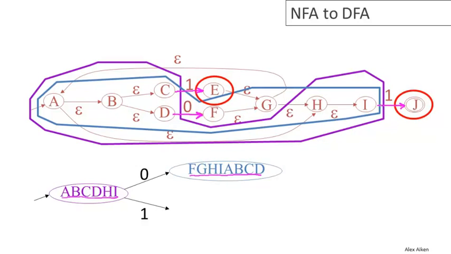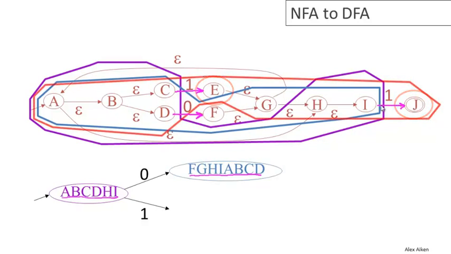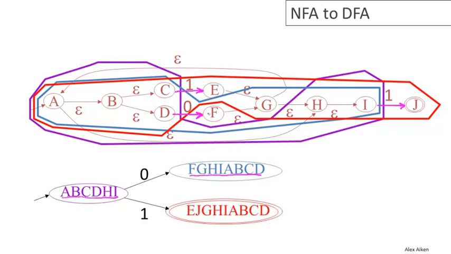And then after that, there's a bunch of epsilon moves that can take place. And in fact, it turns out that after reading a 1, the machine could be in any state except for state F. And that's this set of states. And you'll notice that this particular set of states, the red set, includes the final state of the NFA. So this is also a final state, indicating that after reading a 1, the NFA could be in an accepting state. And so this will be an accepting state of the DFA.